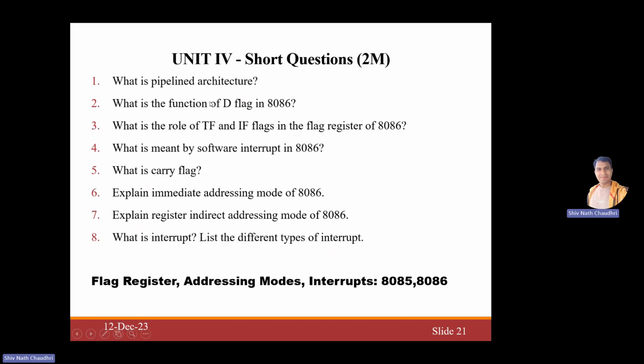In the third question, what is the role of TF and IF? TF is the trap flag and IF is the interrupt flag in the flag register of 8086. So in this case, first of all, you have to know about all the flags of 8086, all 9 flags. If this question asks for 2 marks, you have to write either one flag or 2 flags. If this question asks for 5 marks or 10 marks, then you have to explain all the flags.